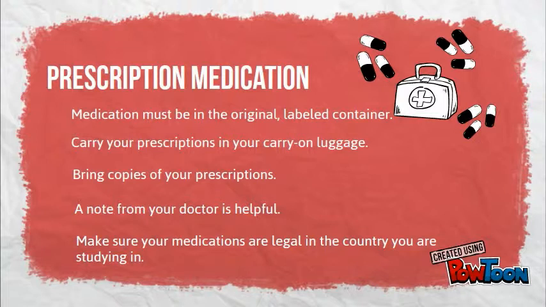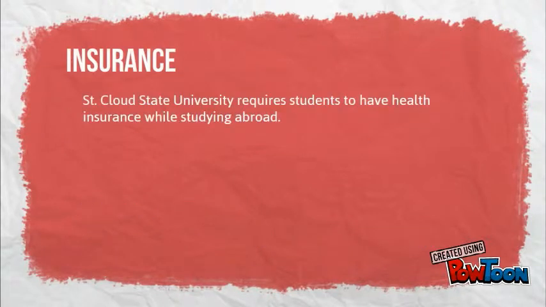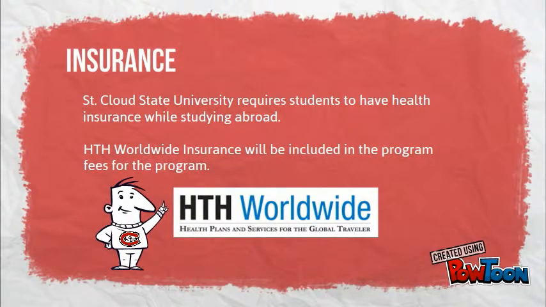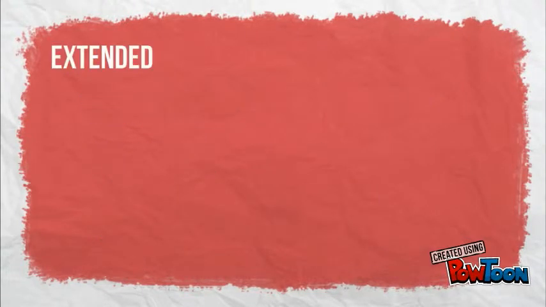St. Cloud State University requires students to have health insurance while studying abroad. All students enrolling in a St. Cloud State Education Abroad program will be covered by the HTH Worldwide Insurance, which will be included in the program fees for the program. Students will be covered by insurance throughout the period of the program. If students wish to extend their coverage because of personal travel at the end of their program, they will have to contact HTH prior to beginning their travel to make arrangements. If students have their own medical insurance, the Education Abroad Office recommends continuing that coverage as well, as it will allow students to be double covered if a medical emergency occurs while abroad.